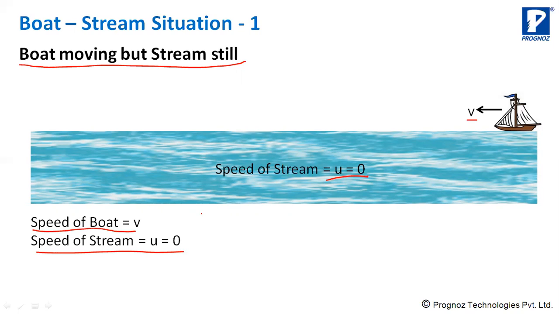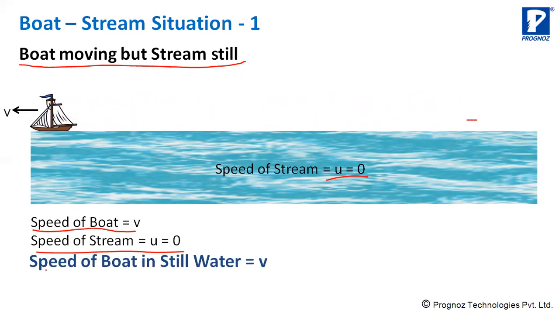So in this condition, when the boat travels, the speed of the boat in still water is equal to V, which is the actual speed of the boat. This is important to understand, that when there is no speed in the stream, the speed of the boat in still water is equal to V, which is the actual speed of the boat.